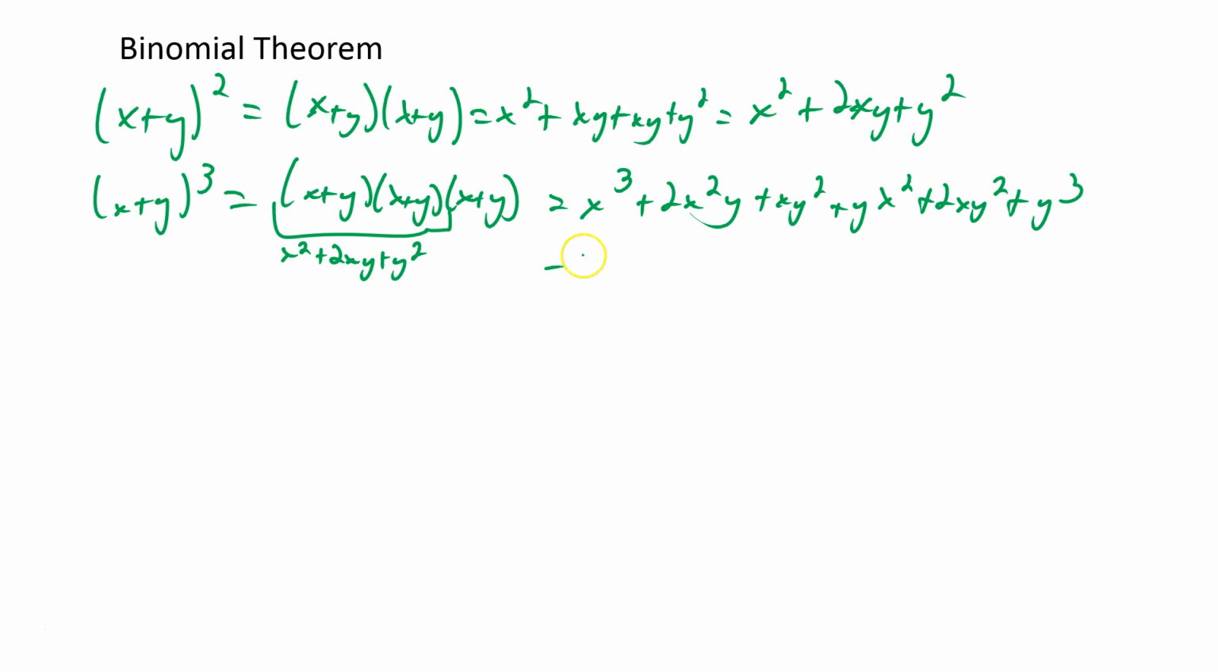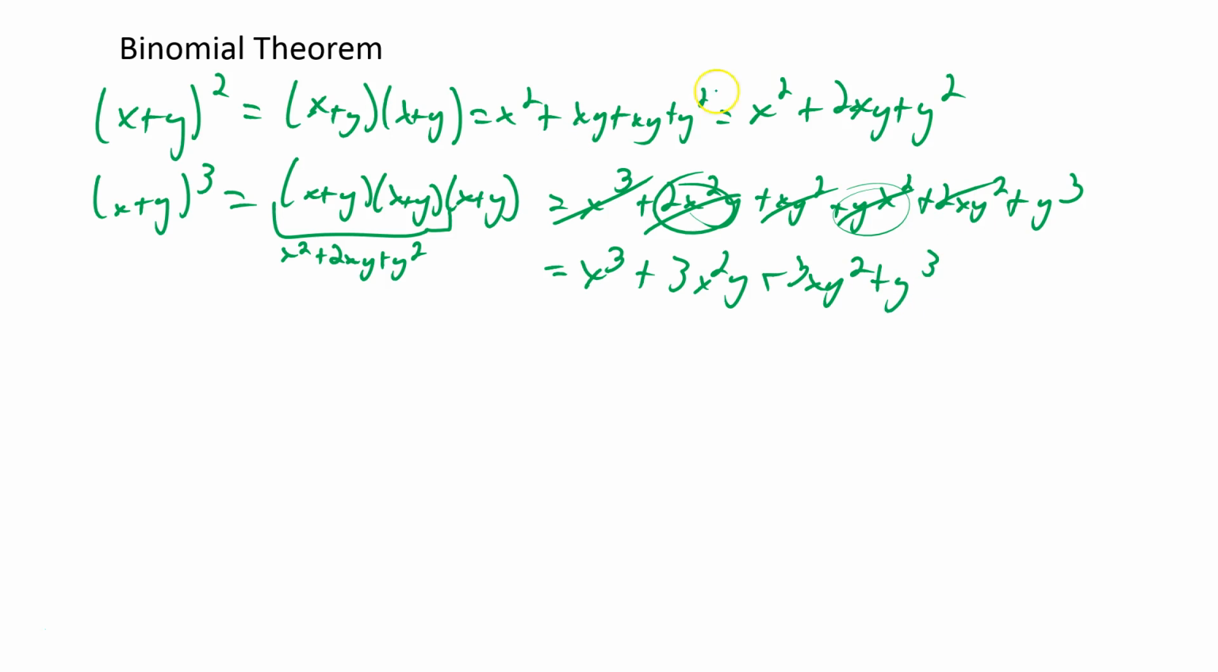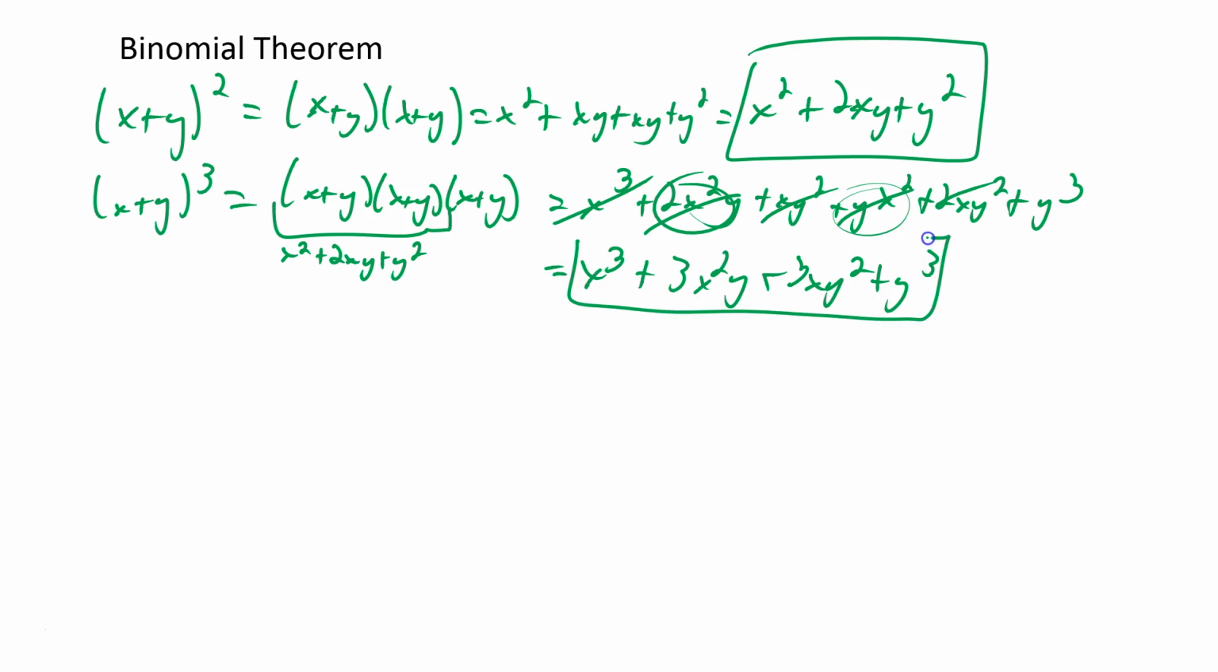Simplify that. We get x cubed. Let's see, that's x squared y, we have 2, and then one more right here. So we have 3x squared y. Those are gone. Let's get xy squared. Looks like we have 3 of those as well. So 3xy squared, and then we have a y cubed. Okay, so we have our squaring, we have our cubing.